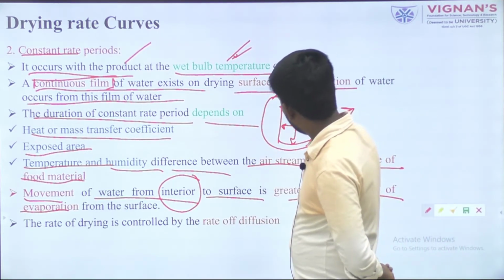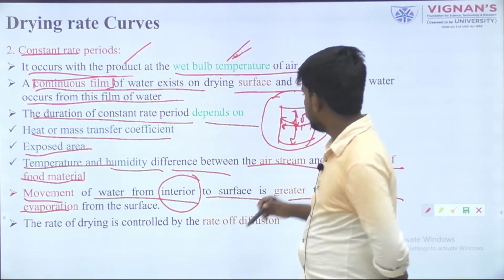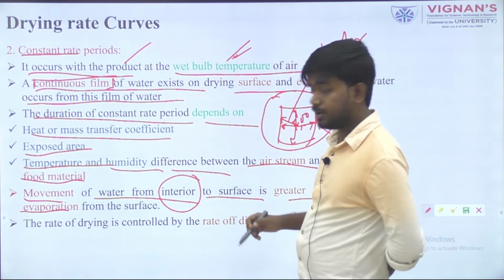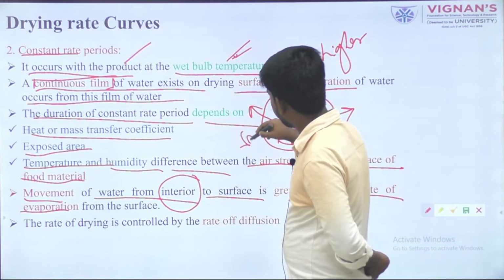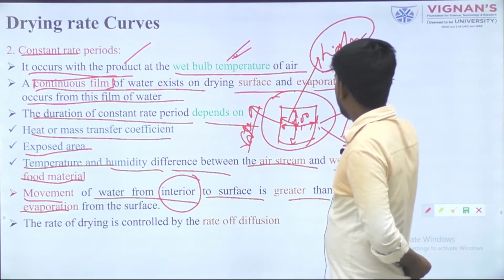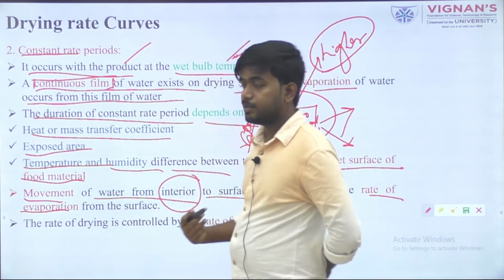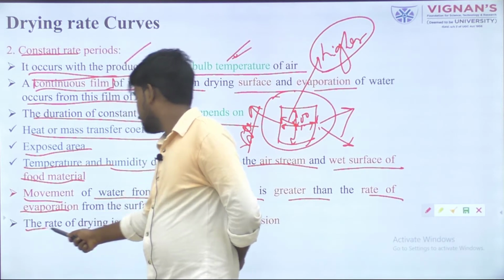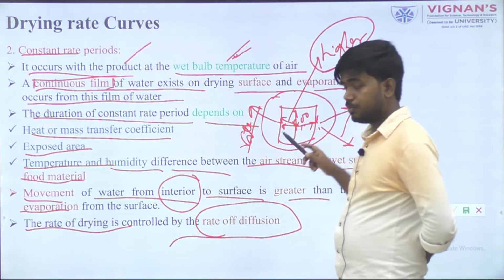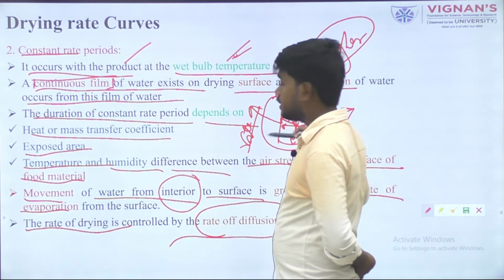In the constant rate drying period, the moisture removal rate from inside to the surface of the food product is higher as compared to the drying rate. Until this value is lesser, the constant rate drying period is maintained, and the rate of drying is controlled by the rate of diffusion, meaning the moisture movement from inside to outside, from internal to outer.